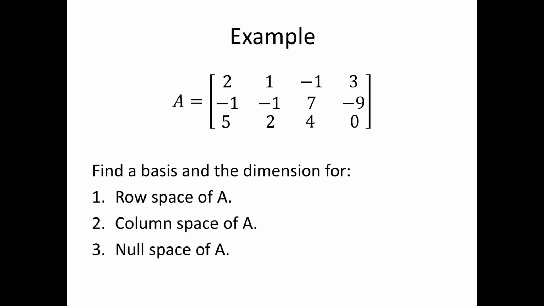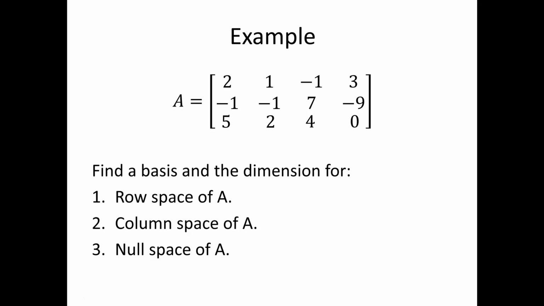So let's briefly talk about the process here. If you are going to find a basis and the dimension for the row space, what you need to do is find an REF of the matrix A and then look at which rows contain the leading ones. Those row vectors that have the leading ones become the basis vectors. That's pretty simple to do.